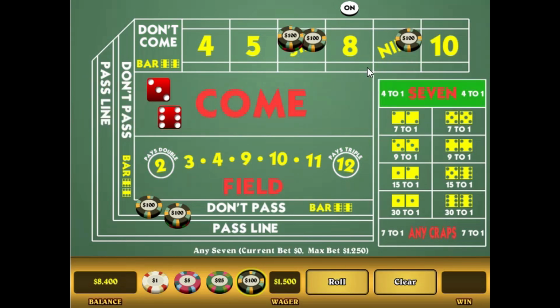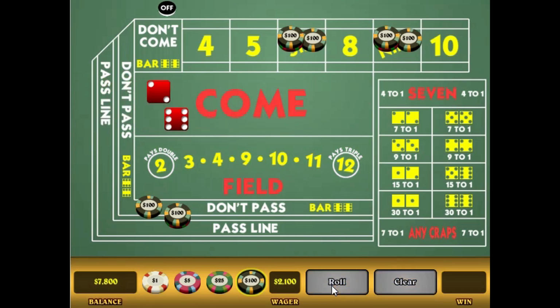And there's a 9, so let's back that up with 6x odds. And now I've got money on the 6, the 8, and the 9. So with 3 numbers covered, I am not going to make any new bets. I'm just going to roll the dice and hope for a 7.